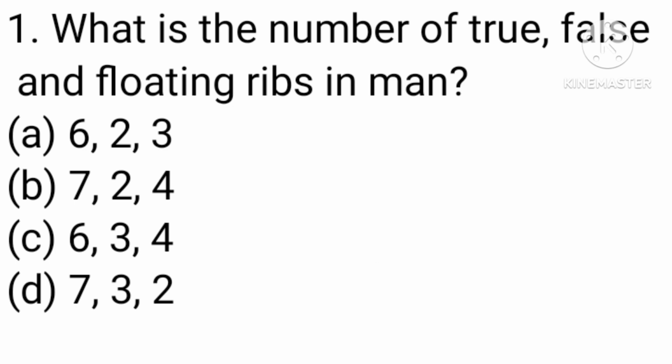Question number 1. What is the number of true, false and floating ribs in man? Option A 6, 2, 3, option B 7, 2, 4, option C 6, 3, 4, option D 7, 3, 2. Correct answer option D 7, 3, 2.